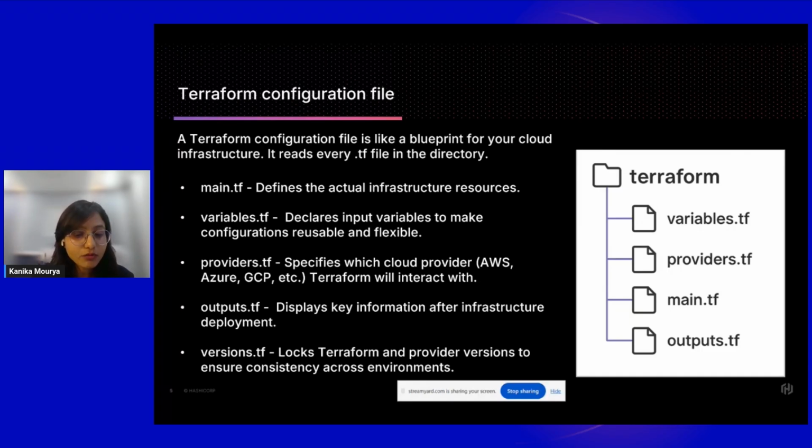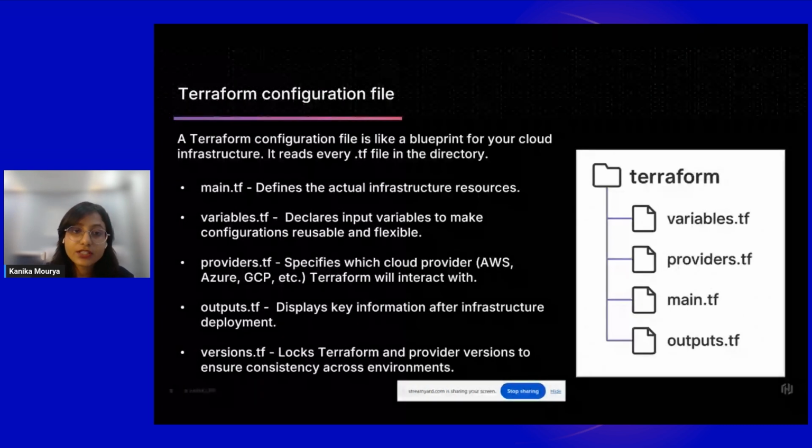Main.tf is your core file. This is where you define your actual infrastructure, be it VPC, EC2, S3 bucket, or whatever resources you want to take up. Then variables.tf declares your input variables and makes your configuration flexible and reusable. Provider.tf is where you add your providers, whether AWS, Azure, GCP, or anything other than that if you want to use. And version.tf helps you define your Terraform and provider versions, so that you have consistent versions across environments.